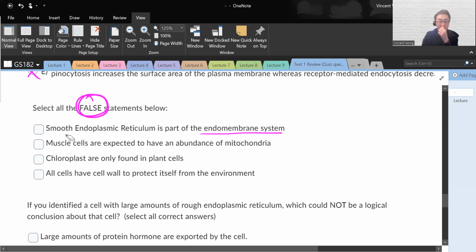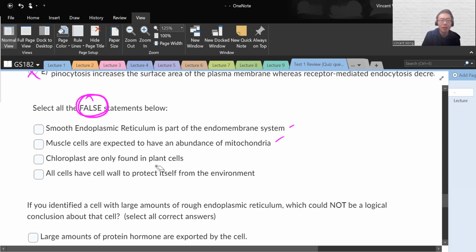Okay, so that's correct. Muscle cells are expected to have an abundance of mitochondria. You must have heard me say that a couple times by now, right? Muscle cells are very energy demanding. They contract, they move all the time. We need more mitochondria. That's correct. We're not going to choose it, we're looking for the false ones. So that's done.